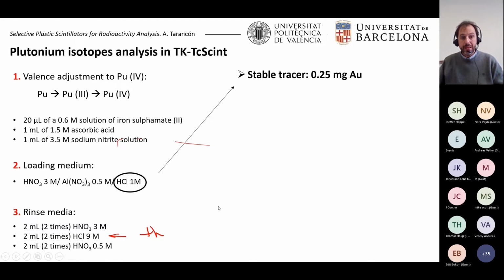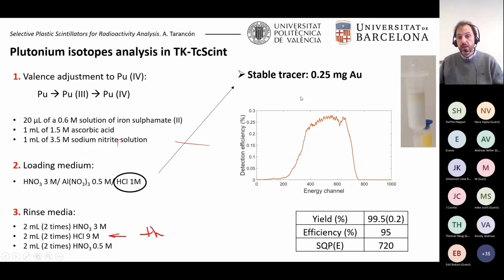In this case, to trace the separation, we use gold. We studied different tracers, and we found that gold can be used as tracer, but in this case, it is necessary to add hydrochloric acid to the media in order to stabilize gold. So this is why we add also hydrochloric acid in the loading medium. So here there is the spectra we obtain in the separation of plutonium with gold as tracer.